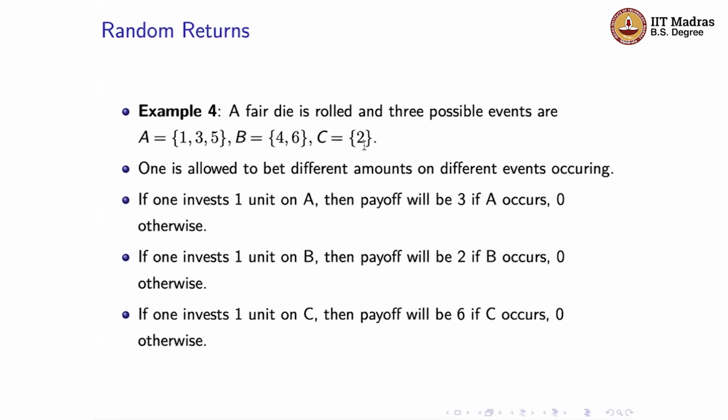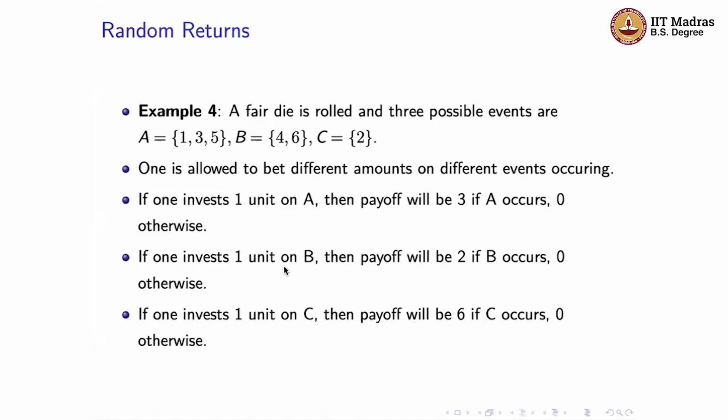Okay. And imagine that one is allowed to bet different amounts on the different events occurring. In particular, the payoffs are determined as follows. If one invests 1 unit on A and the event A occurs, then the payoff will be 3. But if the event A does not occur, then the payoff is going to be 0.